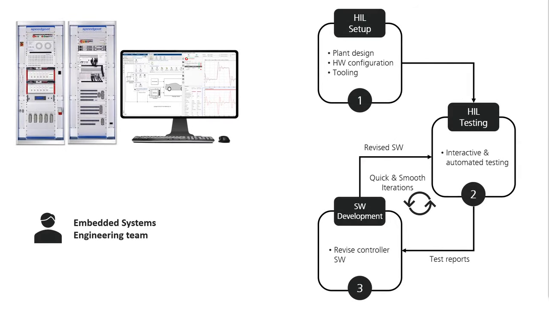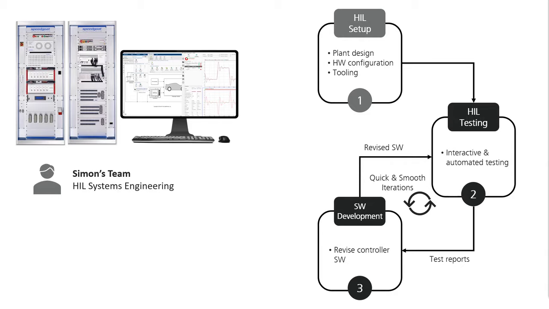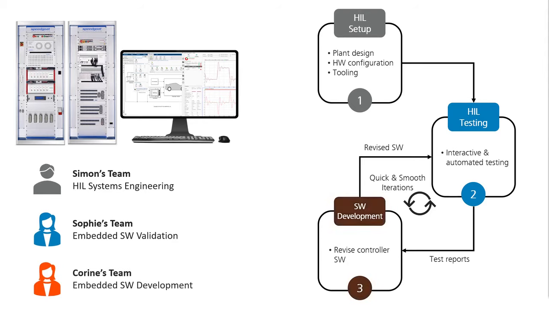Depending on the size of your group and how you organize development of embedded software, the HIL system setup and controller HIL testing can be done by the same or different teams. Let's assume our embedded system group is segmented into three. Simon's team focusing on assembling and setting up new HIL test systems. Sophie's team in charge of running embedded software test campaigns, and Corinne's team who is tasked to develop and revise the embedded software. So the question is, how are we enabling these teams to succeed in their specific task?